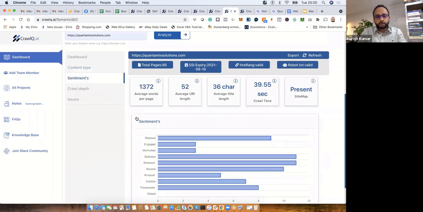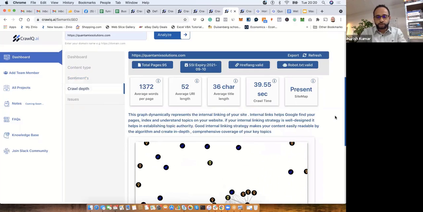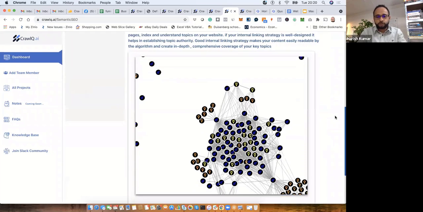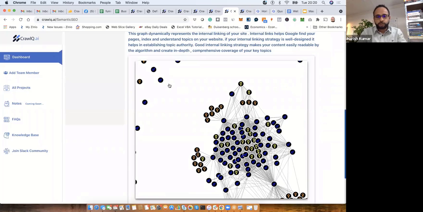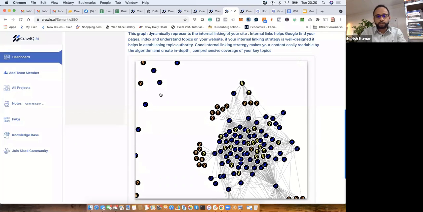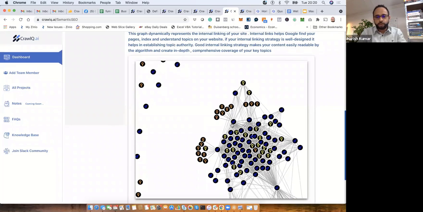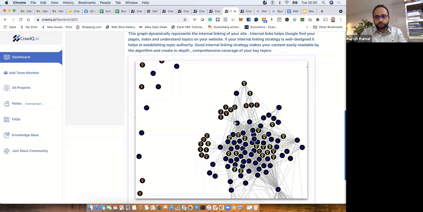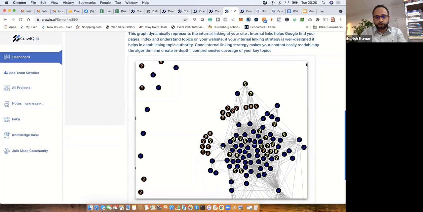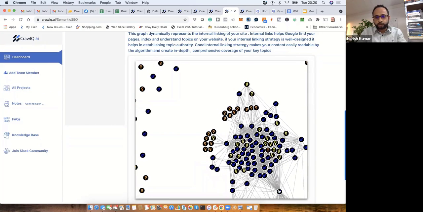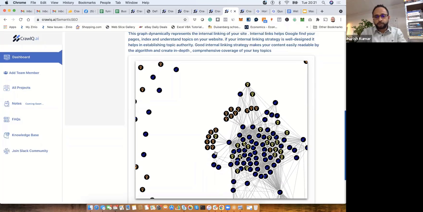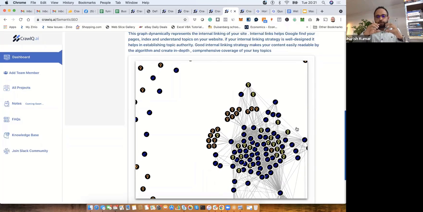What is the sentiment analysis of our content on this website? What is the depth of the information? This is important because you can see in this visualization, these are the orphan pages. They are not connected internally with a specific page. And these are the cluster content, so jobs or event gallery or a blog index. These are all clusters of the content.